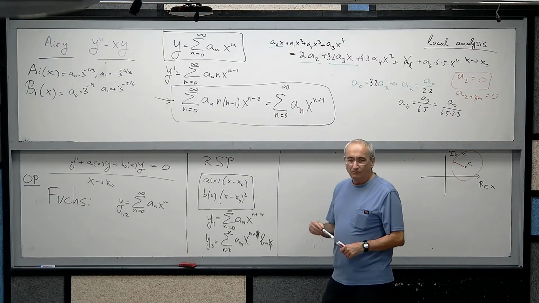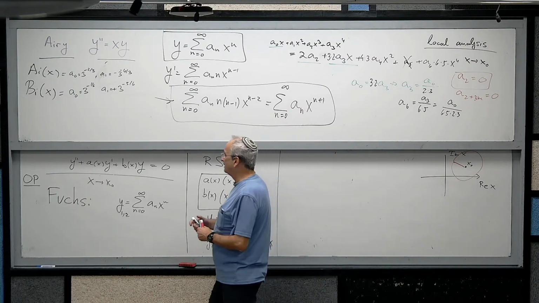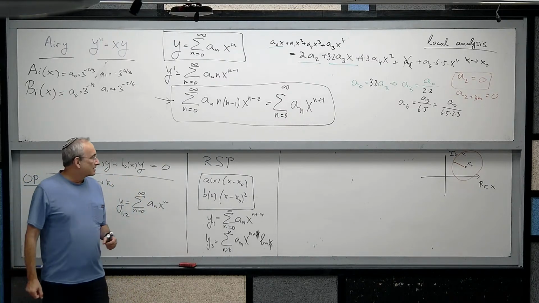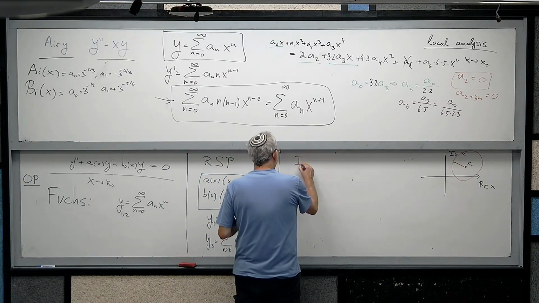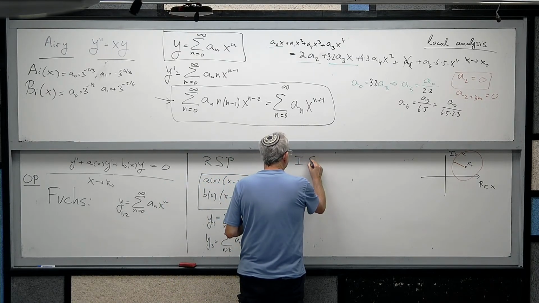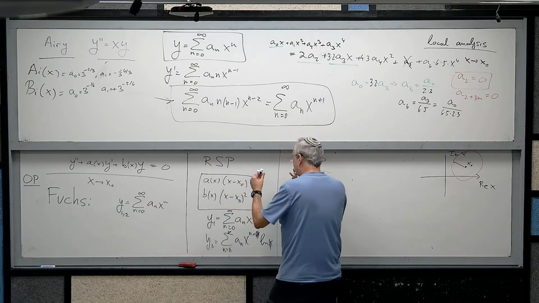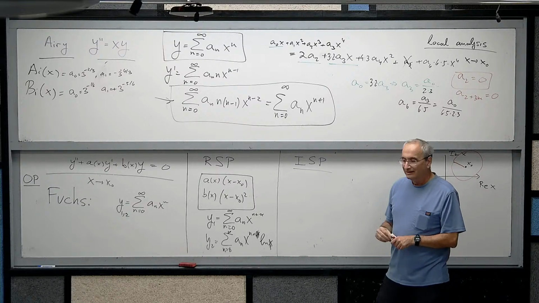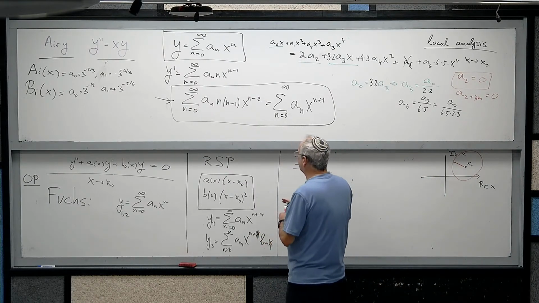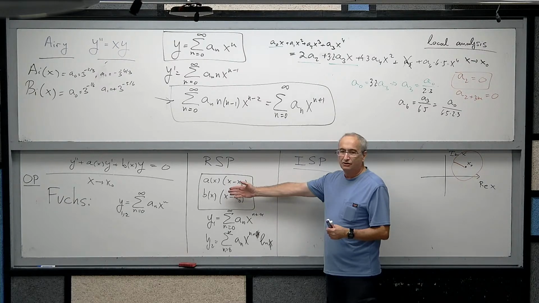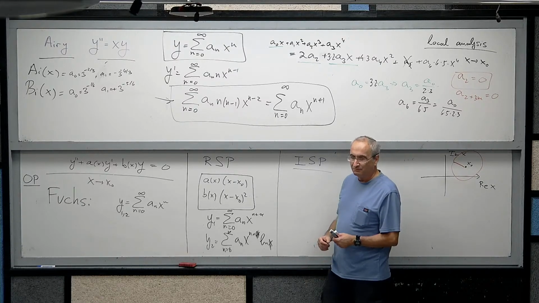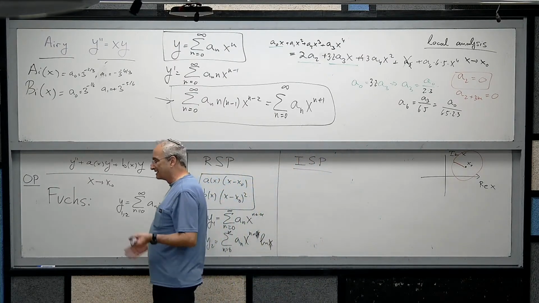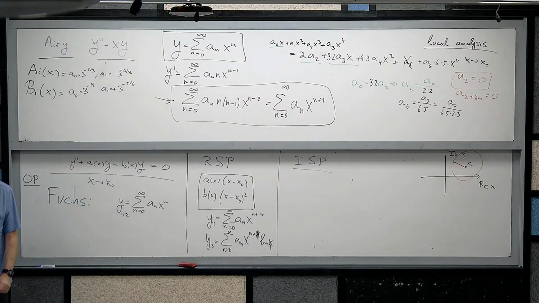Okay? So this is the first type, ordinary point, the second type, regular singular point, and the third type is irregular singular point. Now at least the name is self-consistent. An irregular singular point is every point which is neither that nor that. Right? So every point which is not an ordinary point and not a regular singular point is an irregular singular point. Fine.